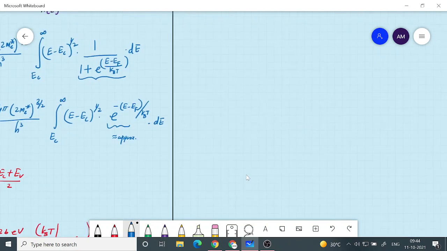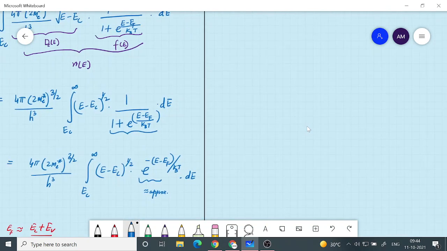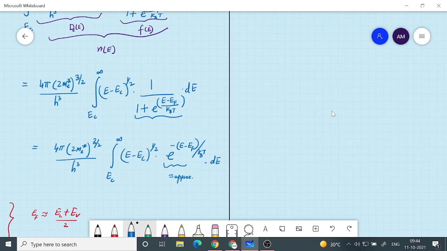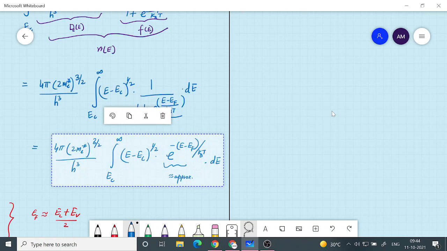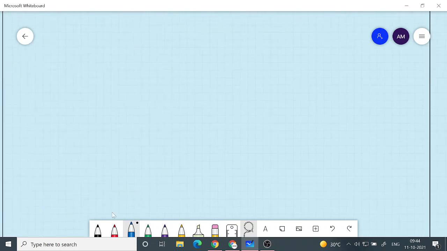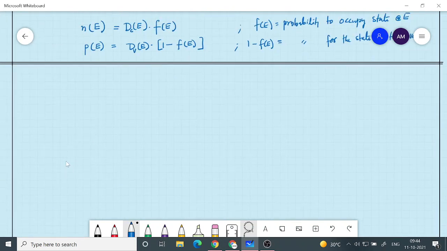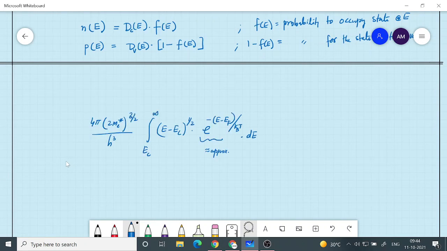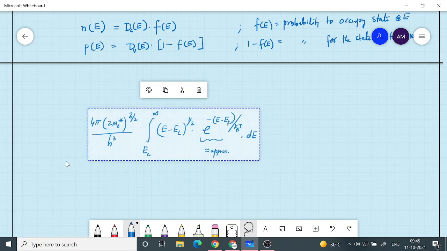So now we have this integral to be performed. Okay, so let me just copy this. So we'll put it here. So we are finding out the number of electrons in the conduction band, N0.